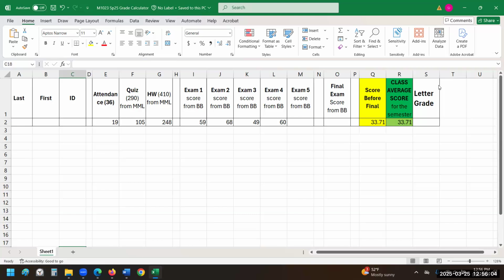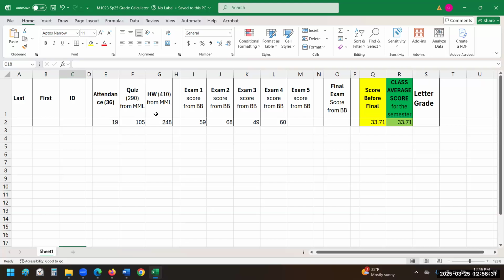So you already have your 3 exam scores. You put them in exam 1, 2, 3. The quiz and homework: the quiz is supposed to have a total of 290 points, and homework is supposed to be a total of 410 points. You can get them from Brightspace, or you can get them from your MyMathLab.